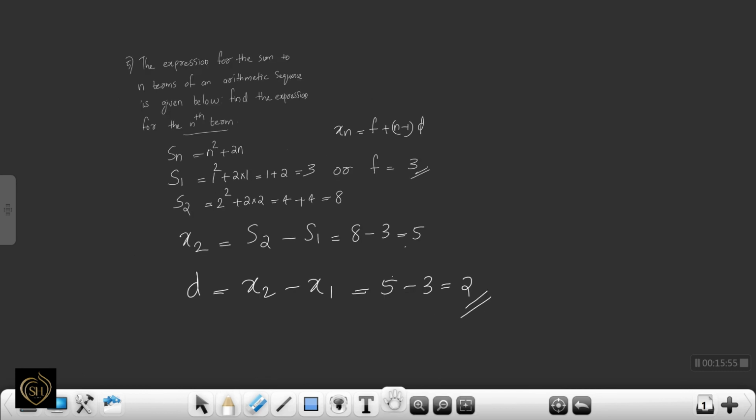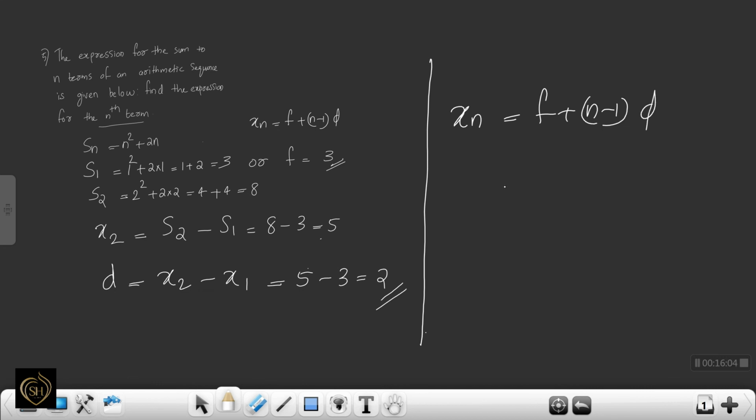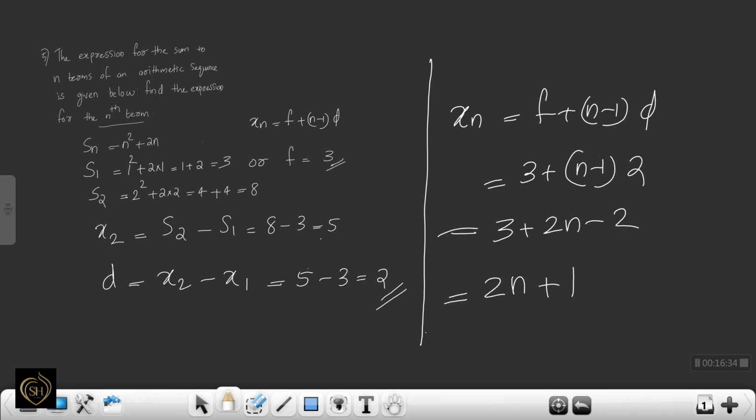Now we can write the algebraic expression or the nth term xn. xn is equal to f plus n minus 1 into d. f is 3, that is 3 plus n minus 1 into d. d is 2. That is equal to 3 plus 2n minus 2. That is equal to 2n plus 1. 2n plus 1 is the expression for the nth term or algebraic expression of this sequence.